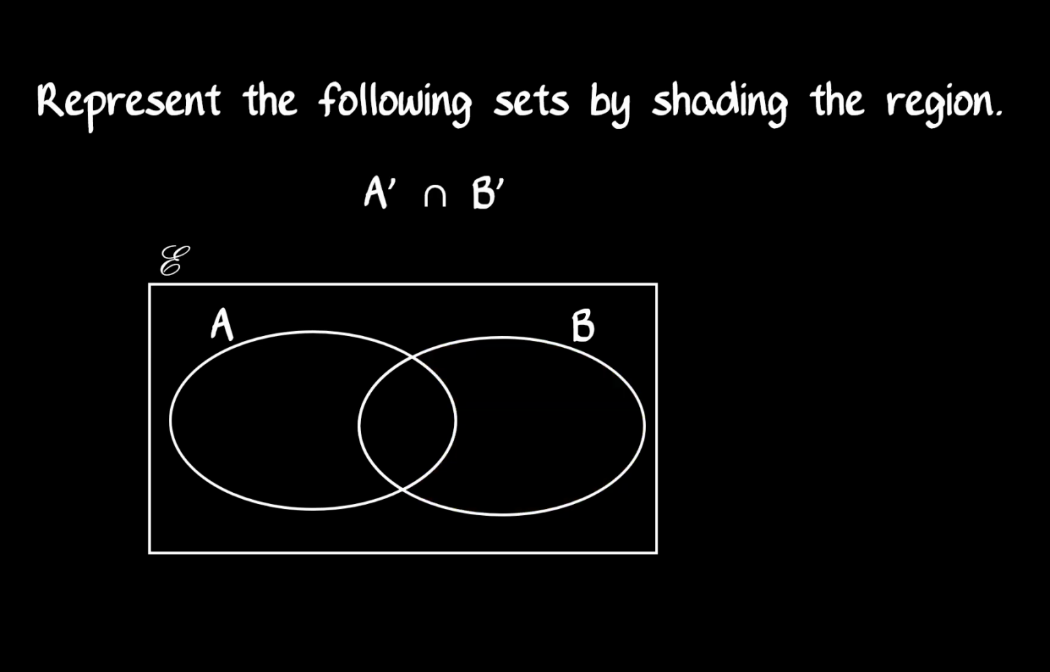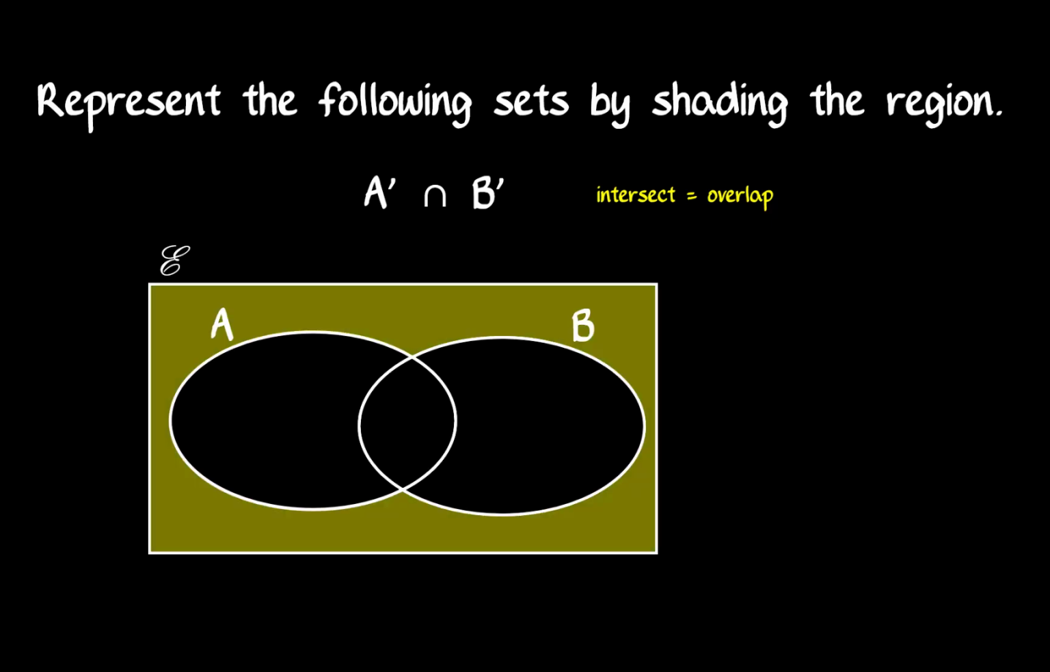Okay, and then there's this one, A complement intersect B complement. This is another overlap example. We're looking for the region where the set A complement overlaps with the set B complement. Let's dot them first. A complement means outside of A. So this is outside of A. So you dot all the regions that are within A complement. Let's dot B complement. This is outside of B. This is outside of B. So we dotted the outside twice. That's where the overlap is, and that's where we shade.